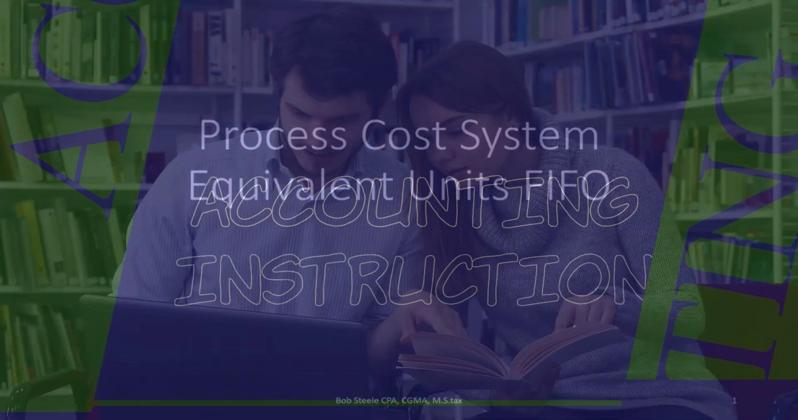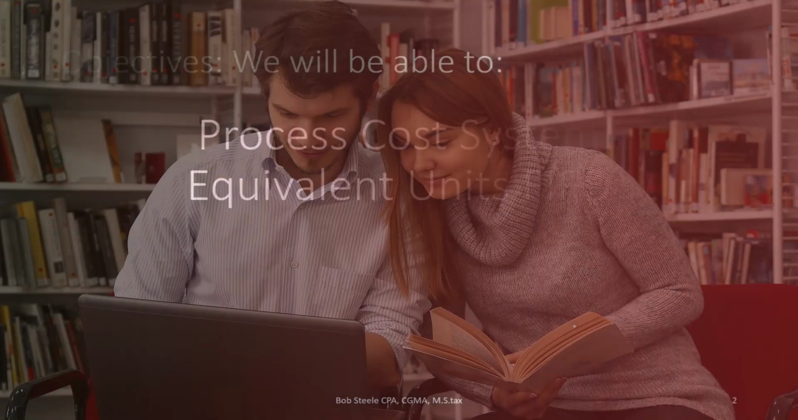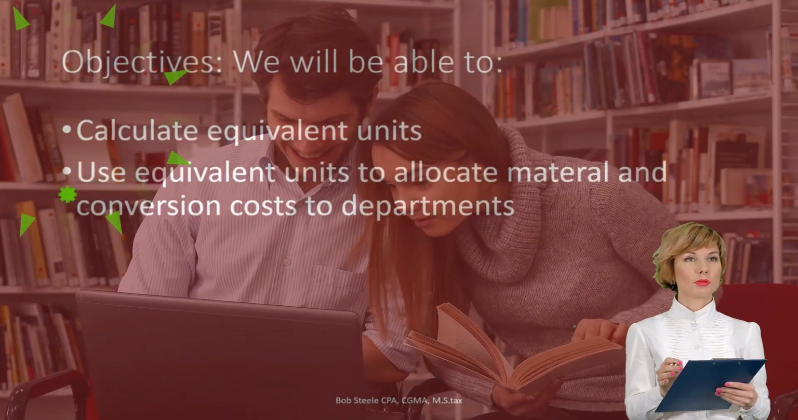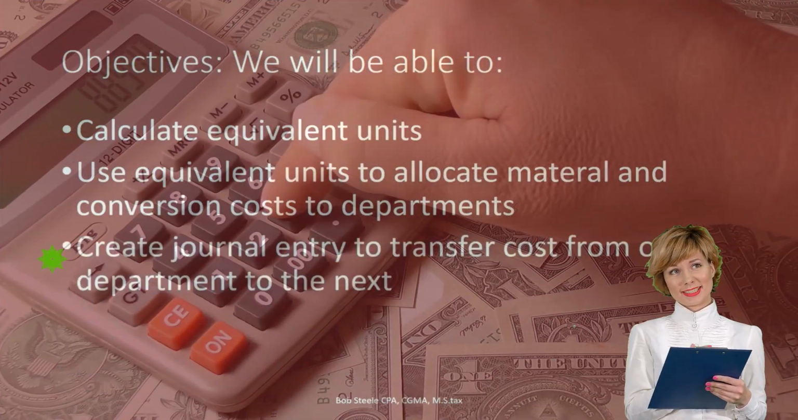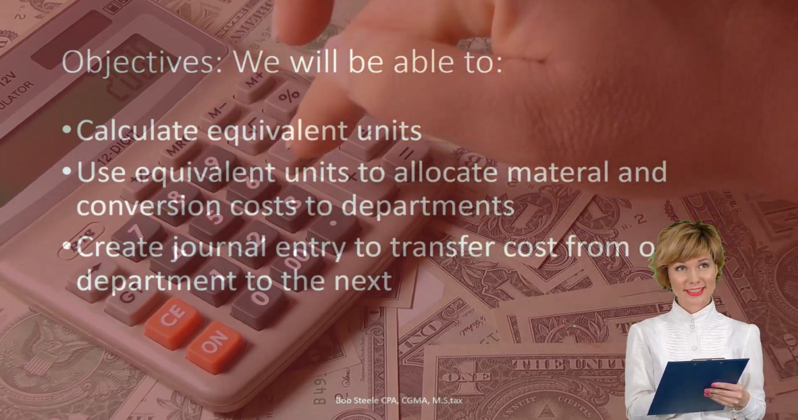Hello, in this lecture we're going to talk about a process cost system and equivalent units using the FIFO method. We will be able to, at the end of this, calculate equivalent units, use equivalent units to allocate material and conversion costs to departments, and create a journal entry to transfer cost from one department to the next.